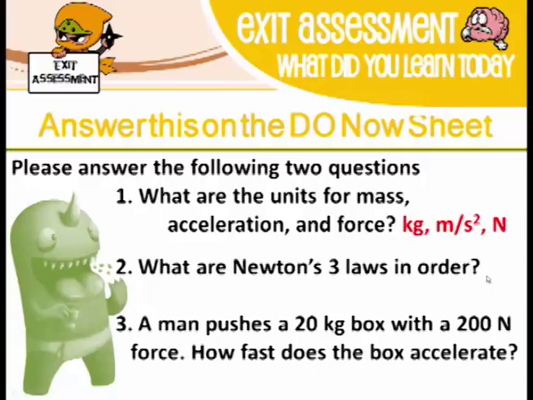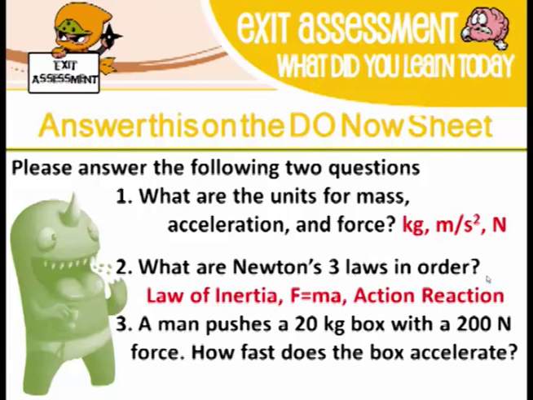What are Newton's 3 laws in order? The first one is the law of inertia. Then we have F equals ma, and then we have action-reaction. So again, little Isaac's fictional monsters are actually real. Those are his 3 laws in order: law 1, law 2, law 3.